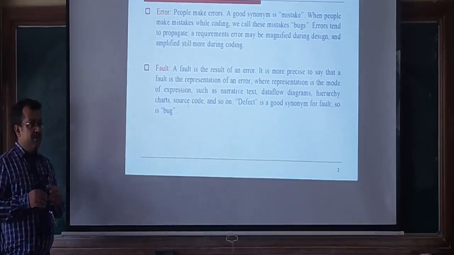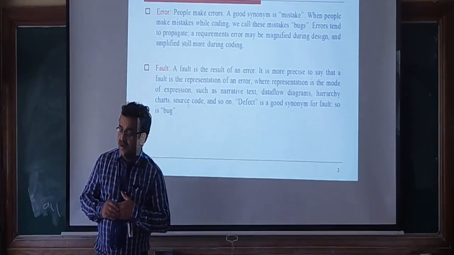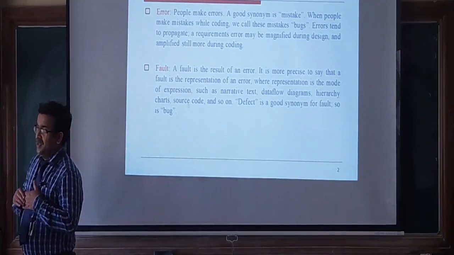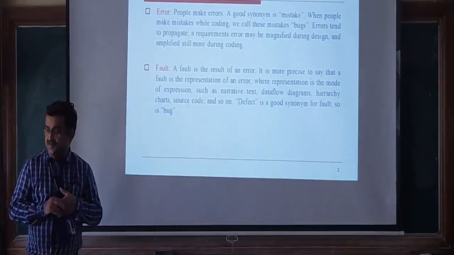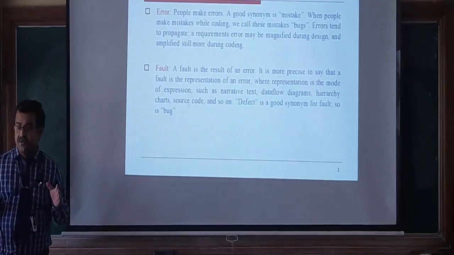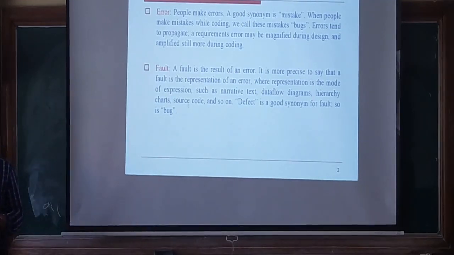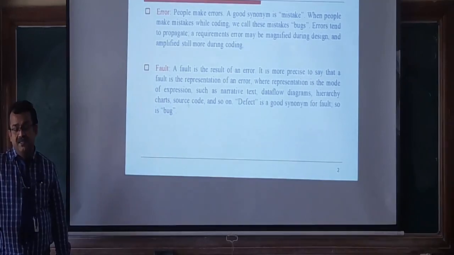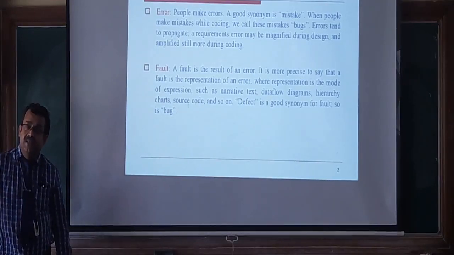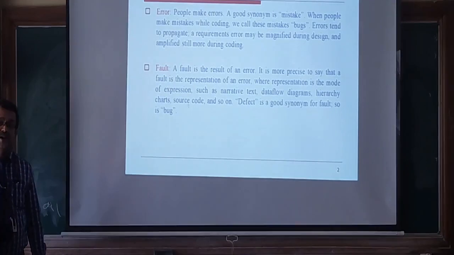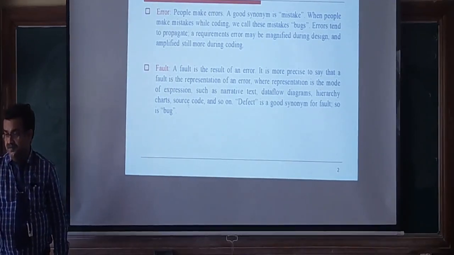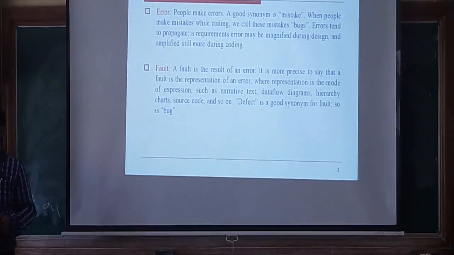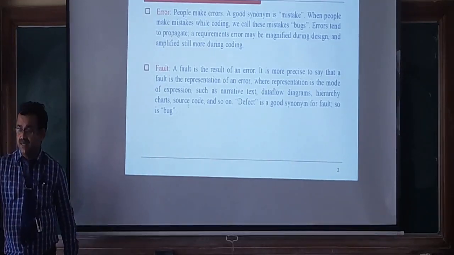Before going into the detail of how test cases are developed and testing is done, let us see some basic definitions. The first definition that we are going to see is the error. When we say error, people are always likely to commit some error. A good synonym for error is a mistake. When we do something, we are likely to commit some mistake somewhere. When people make mistakes, we call those mistakes bugs.